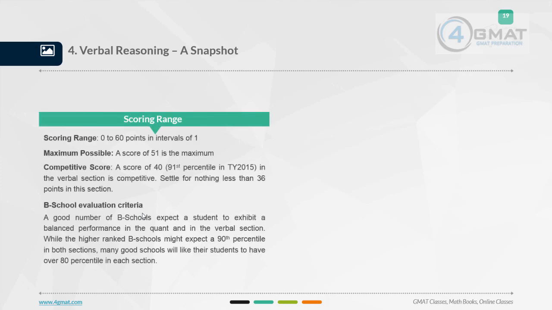Again, the maximum score that one could get in this verbal section is 51. A 40 in the verbal section is the 91st percentile in test year 2015. A comparative score is about 36. So if you score a 36 and above, it's a good score to have. 40 and above is a phenomenal score to have in the verbal section. And try to have a balanced score. 80th percentile and above in both the verbal and the quant section will keep you in good stead.